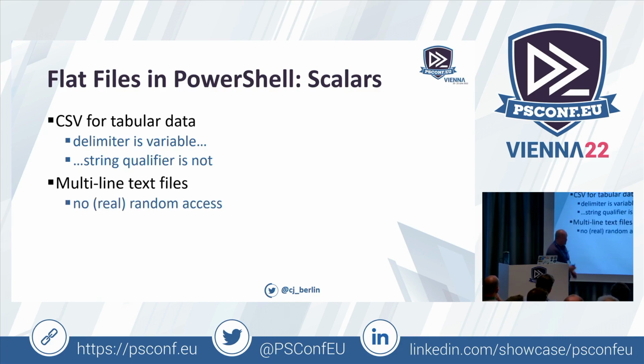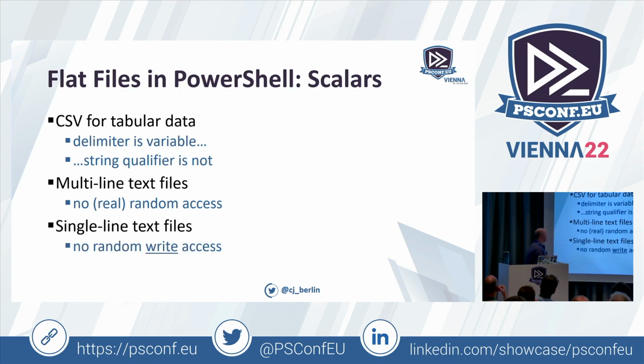You could always do multi-line text files, normal text files. You compose some strings and drop them into text files and read them back. Everybody knows those guys: get content, set content, add content, or out file, or append file. Those are not identical when working with complex objects. The problem with text files is there is no real random access to those guys. So if you're working with long text files and you need to access something in the middle, you usually end up reading most of the file.